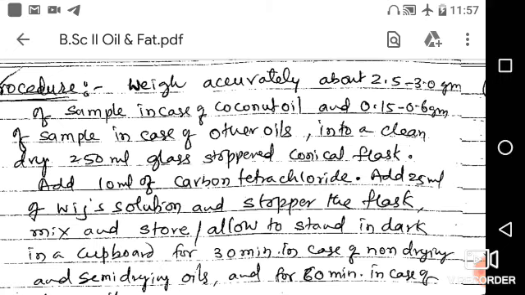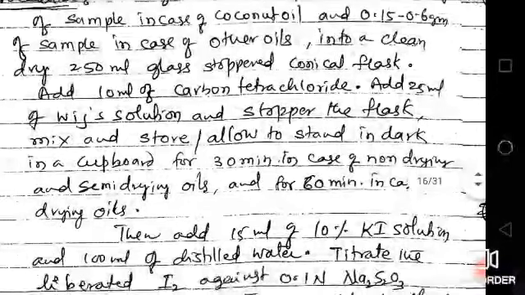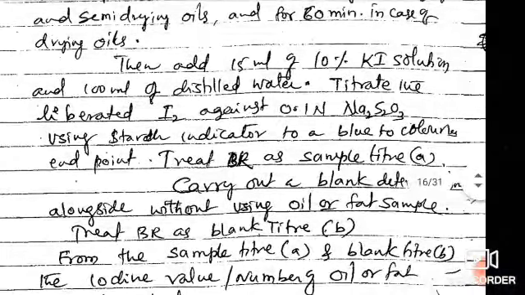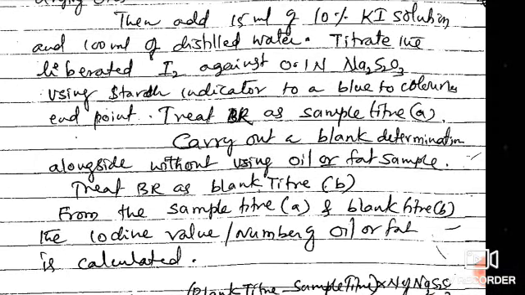Allow to stand in the dark in a cupboard for 30 minutes in case of the non-drying oil and semi-drying oil, and for 60 minutes in case of the drying oil. Then add 15 ml of 10% KI solution and 100 ml of distilled water. Titrate the liberated I2 against the 0.1 normal Na2S2O3 solution using starch as an indicator. The end point is the disappearance of the blue color, and treat this as the burette reading for the sample titration.